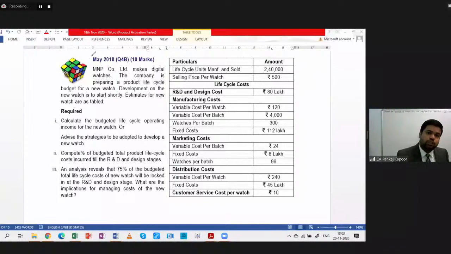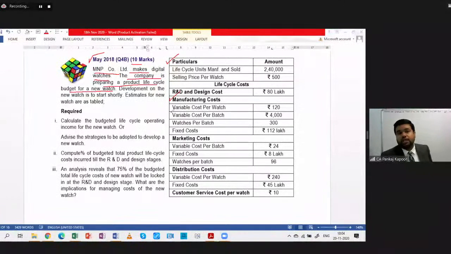Let's read the first question, which was asked in May 2018 for 10 marks. M&P Company Limited makes digital watches. The company is preparing a product life cycle budget for the new watch. So the company is going to develop a new watch, for which it has just prepared the product life cycle budget. The budget will contain the cost incurred during each phase: the phase of introduction, the phase when the product will be manufactured and sold in the market, the growth phase, and the decline and maturity phase.